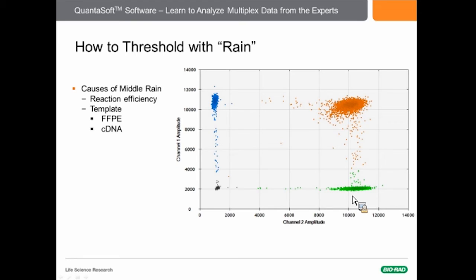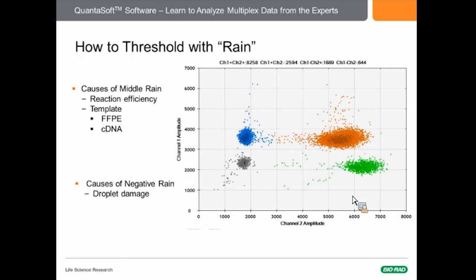Middle rain is typically the result of differences in reaction efficiency, where all droplets do not have the same amount of PCR product at the end of thermal cycling. It is also characteristic of certain types of template, such as DNA extracted from FFPE tissues or cDNA.